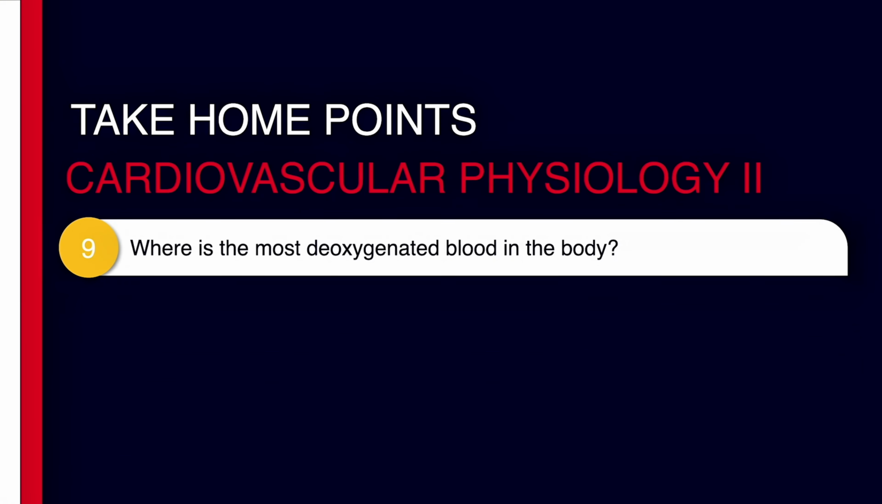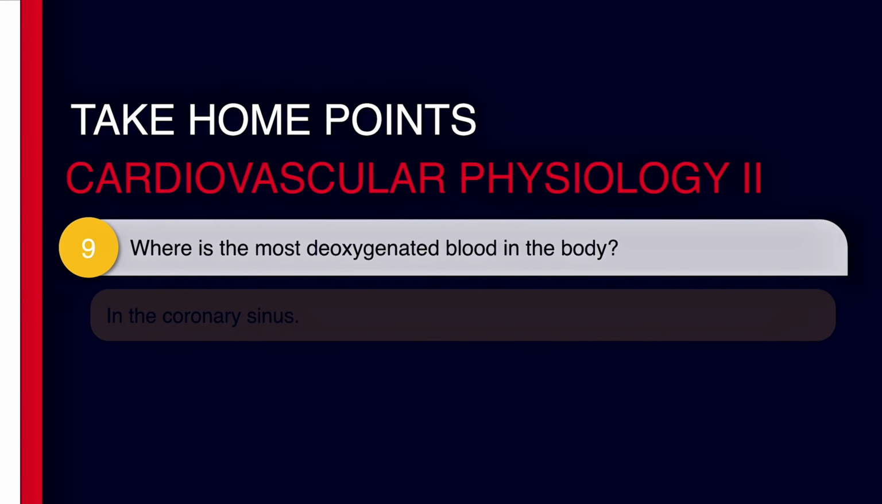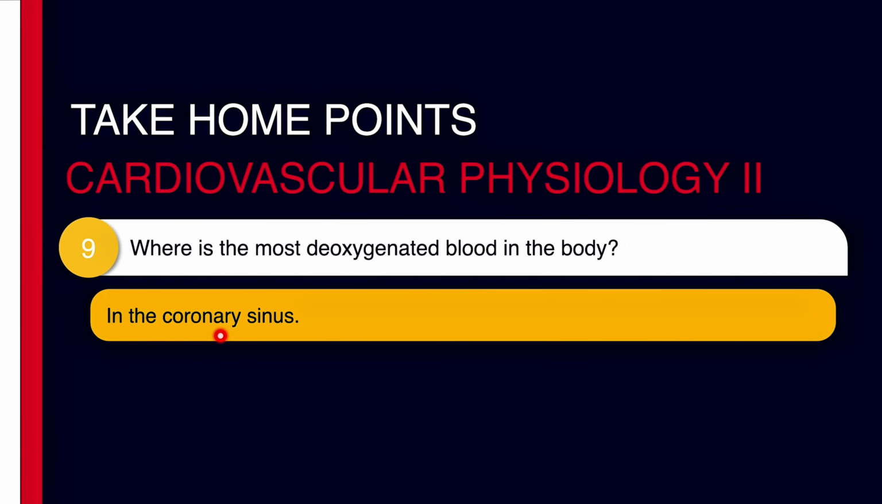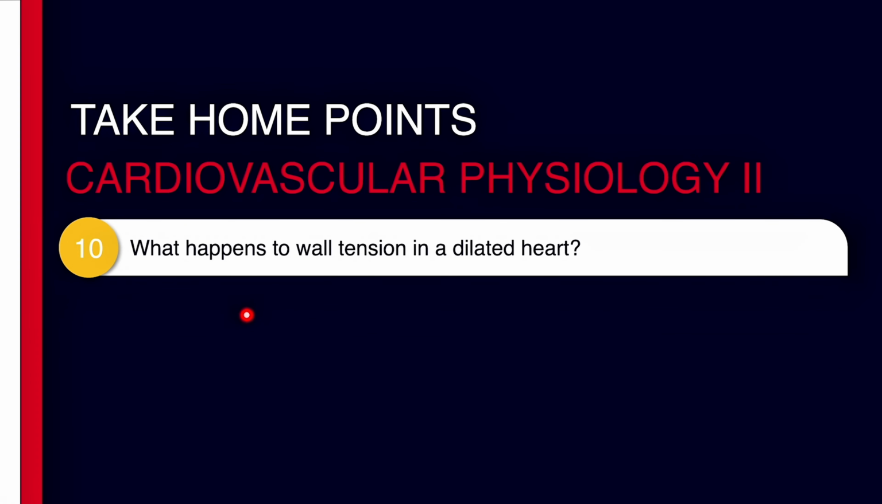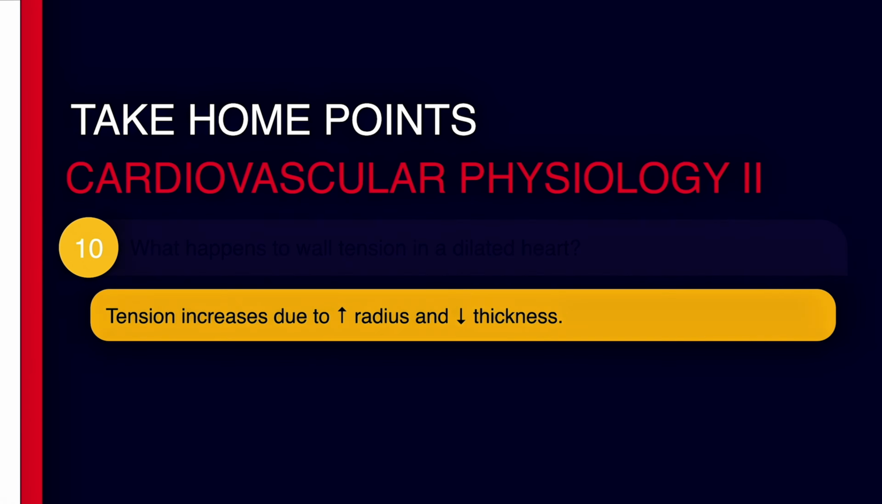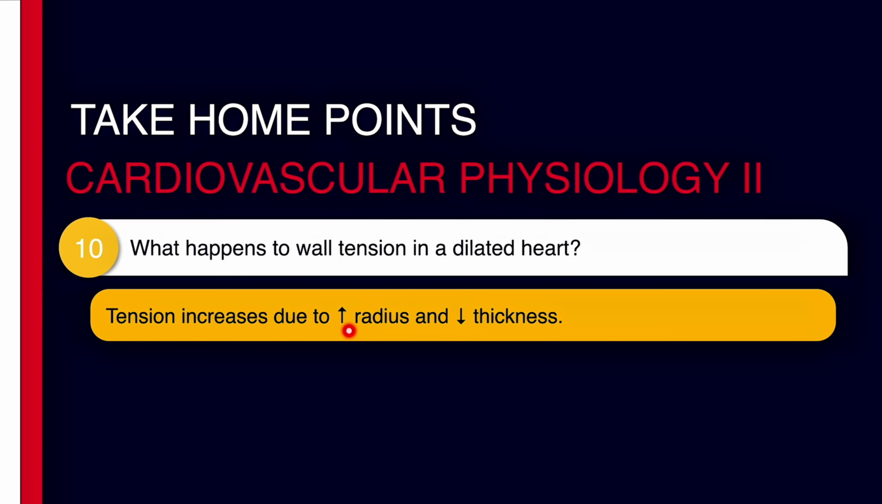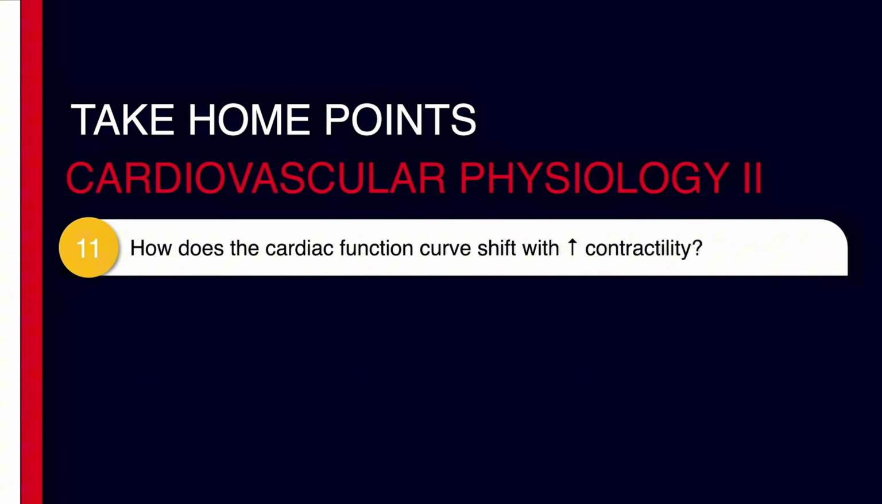THP9. Where's the most deoxygenated blood in the body? In the coronary sinus. THP10. What happens to wall tension in a dilated heart? Tension increases due to increased radius and decreased thickness.